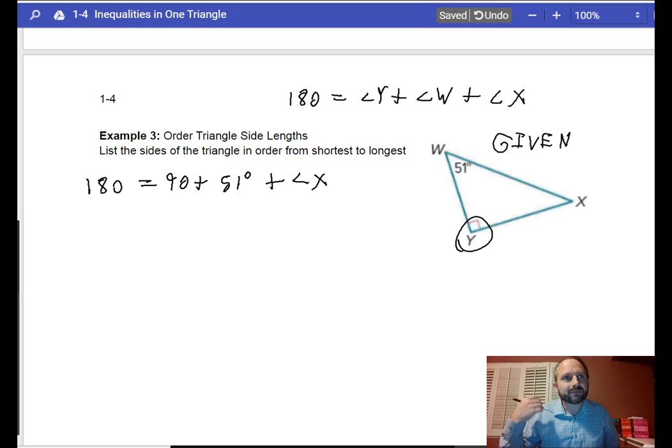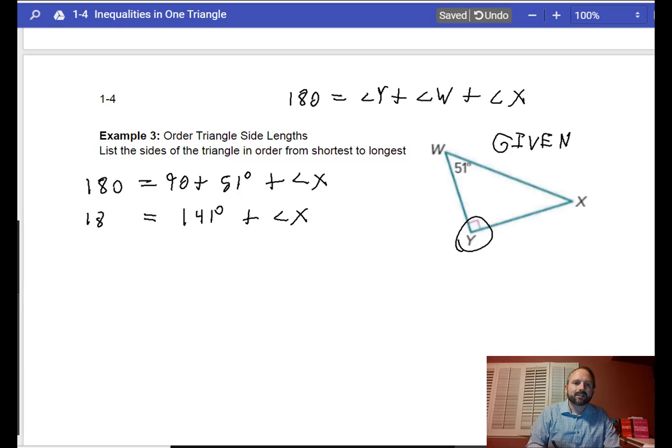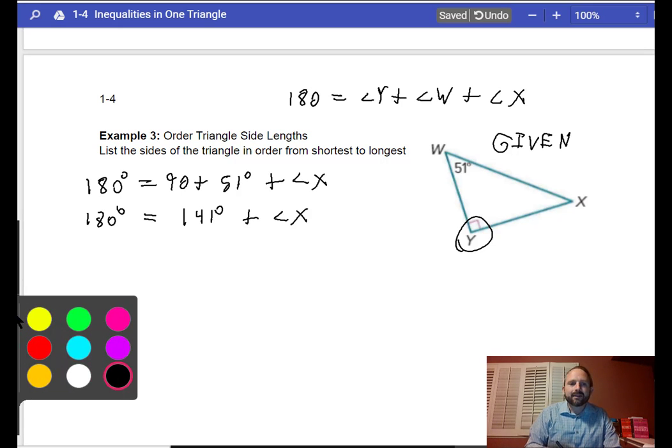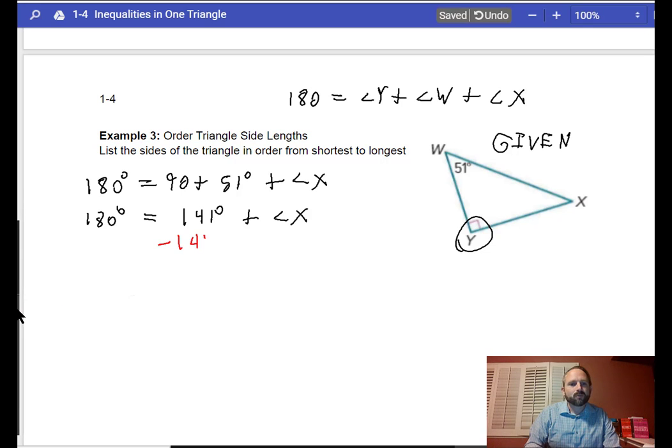Well, a nice way to figure this out is to just solve for X. Hey, this is like algebra right here. So if we were to add these together, I'd get 141 degrees plus the angle of X is equal to 180 degrees. And then if I subtract 141 degrees on both sides, I would get 39 degrees is equal to technically the measure of angle X.